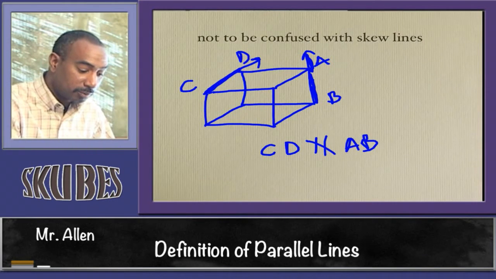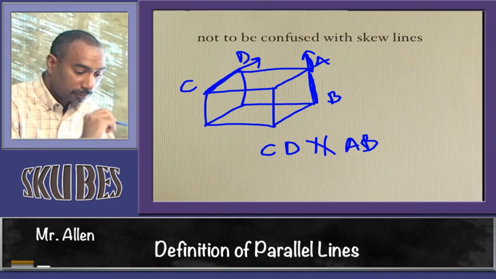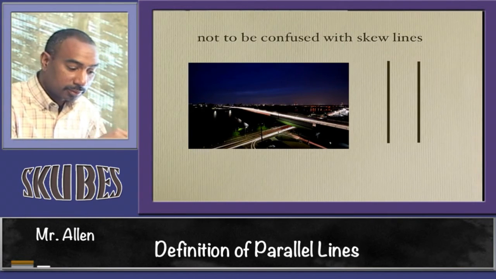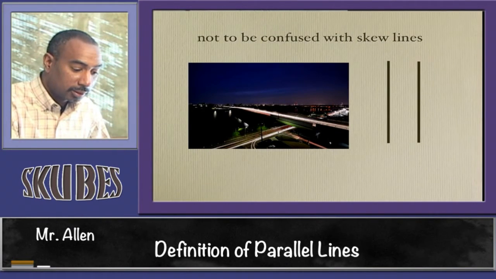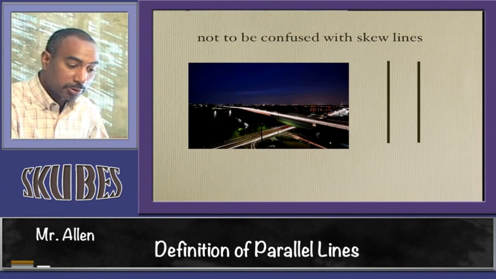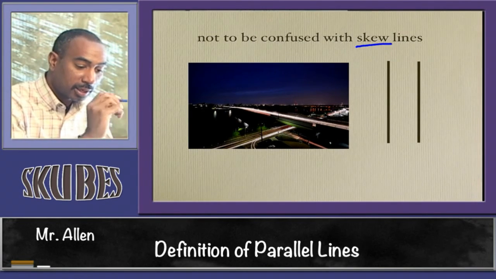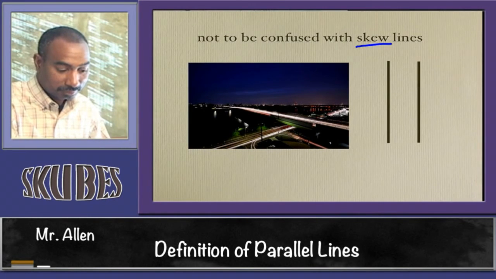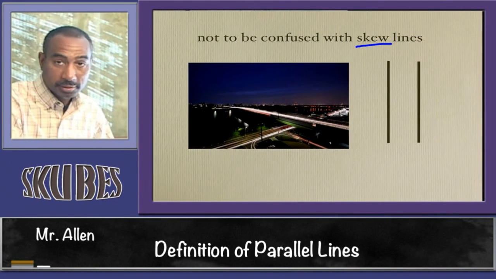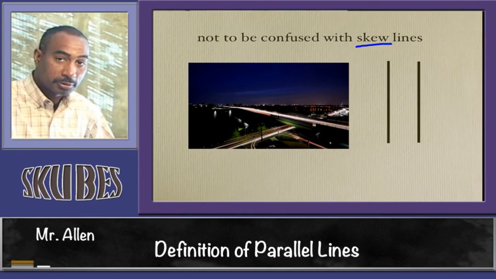An example I can give you of that is a street that goes under a freeway pass. So make sure you know skew lines are not parallel because they're not in the same plane. This concludes our lesson for today.